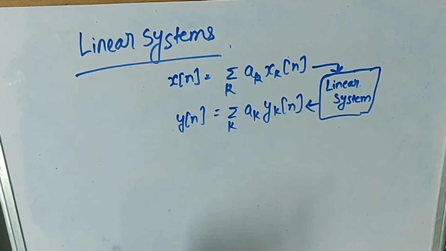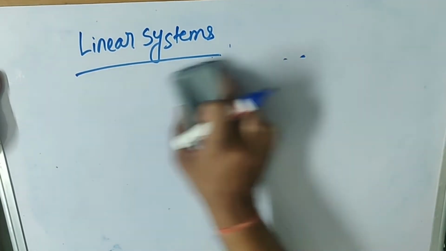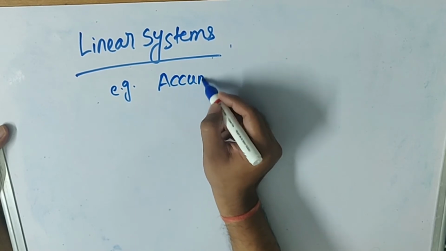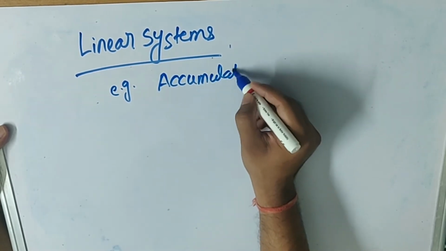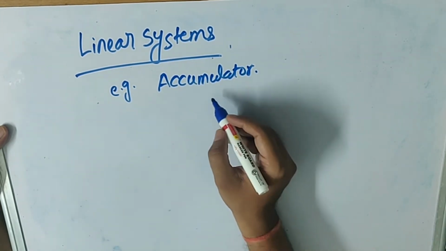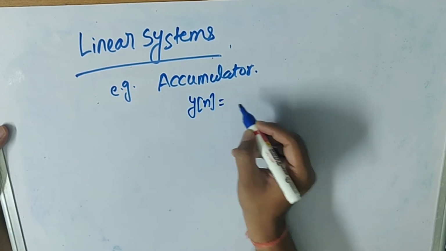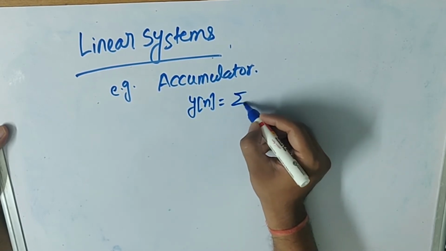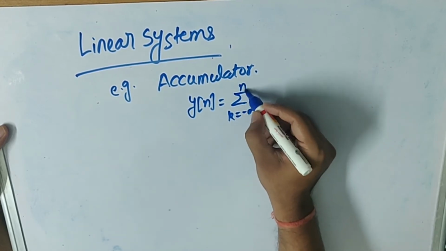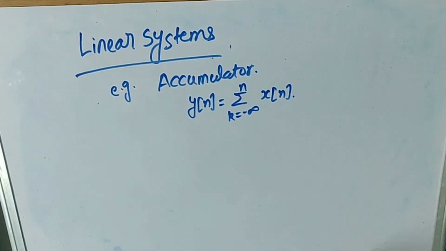Now let's take an example of a linear system. Let's take an example of an accumulator. An accumulator you can write as y[n] equals summation k from minus infinity to n of x[k].